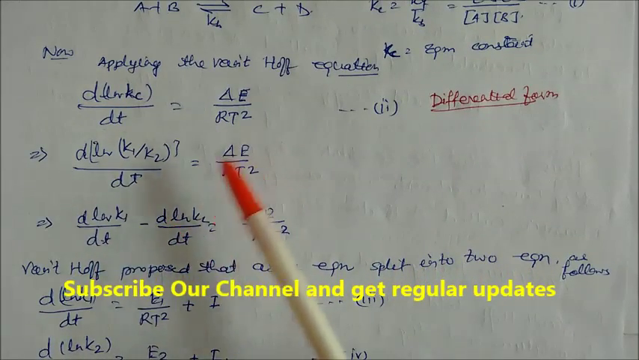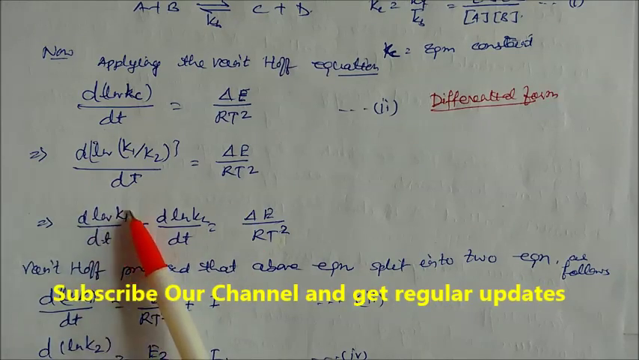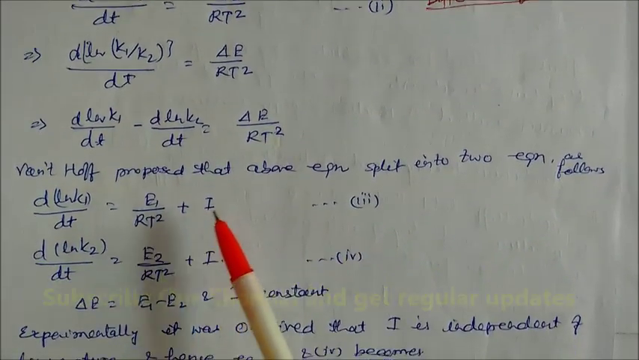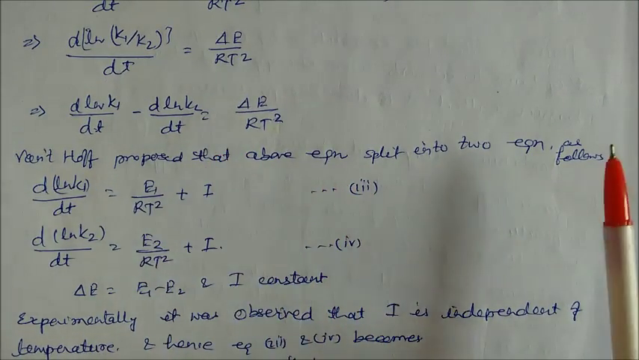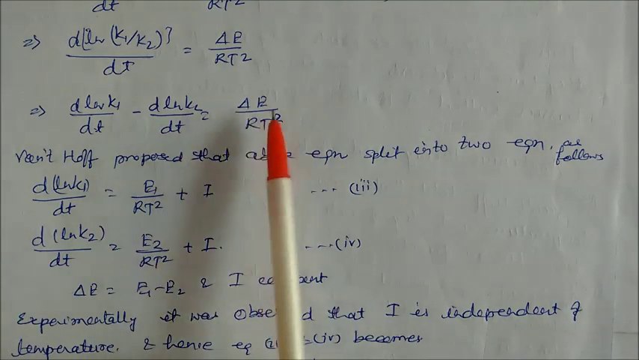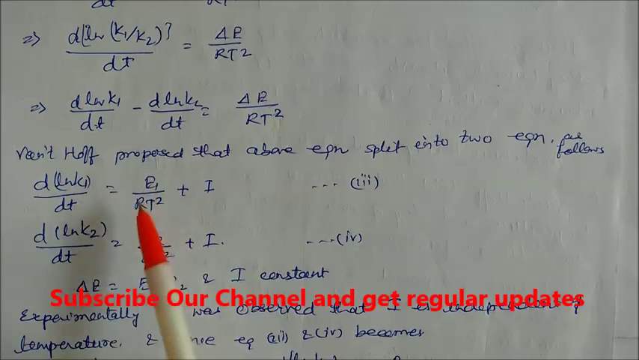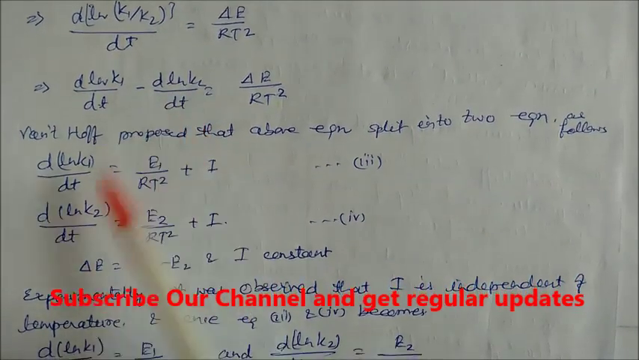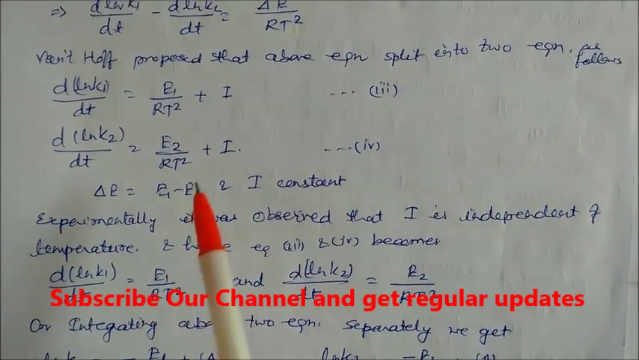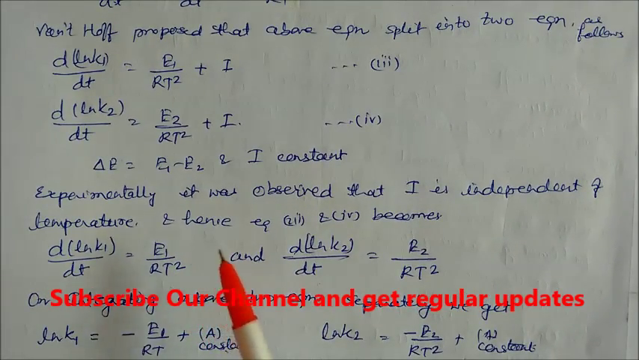So d natural log K1 by dT minus d natural log K2 by dT equals delta E by RT square. Van 't Hoff proposed that this equation can be split into two equations: d natural log K1 by dT is equal to E1 by RT square plus I, and similarly for K2. Now delta E is equal to E1 minus E2, so I is a constant.